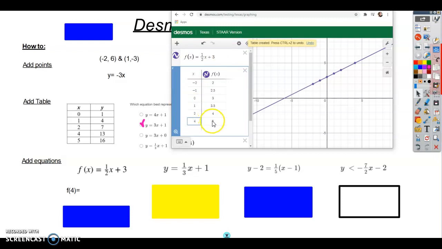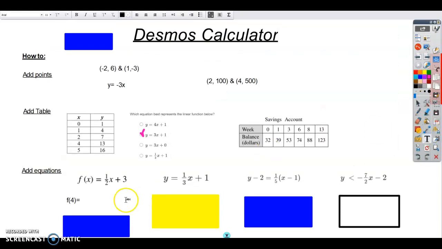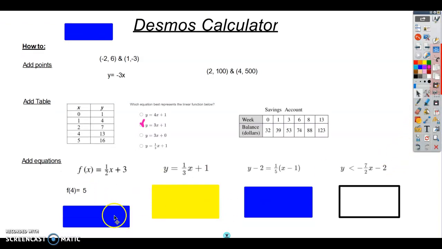It's 5. I can also even open the table up for that one and go look for 4. What does 4 give me? It gives me 5. So as you can see, it's the same thing. F of 4 is the same thing. Okay, so I can put that right there. I'm going to say that that is 5. And then let's answer another question.